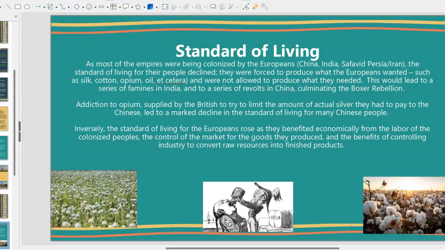Addiction to opium, supplied by the British to try to limit the amount of actual silver they had to pay to the Chinese, led to a marked decline in the standard of living for many Chinese people, one of the first basic structures of addiction.